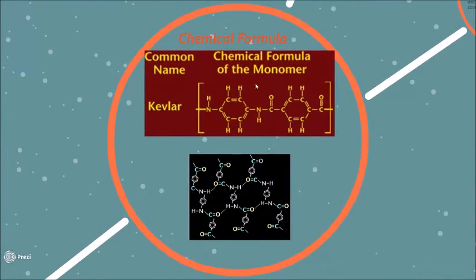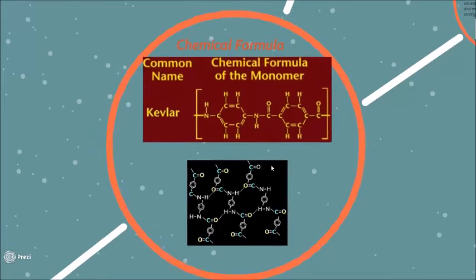So here is the chemical formula of the monomer of Kevlar. As you see, there's double bonds and the single bonds. And here it is the polymer. There's multiple monomers.